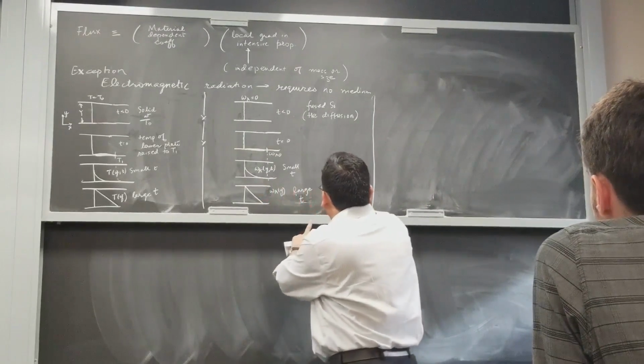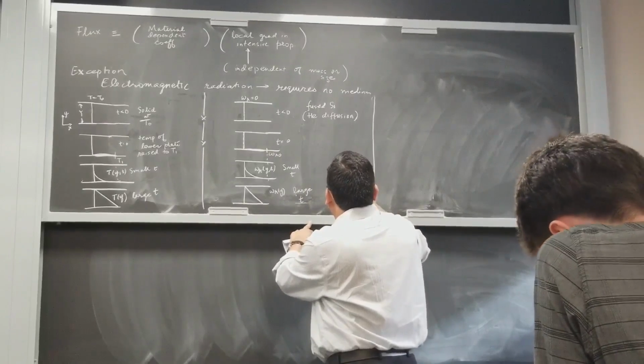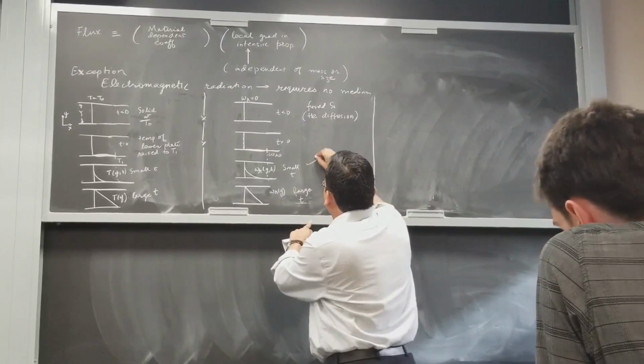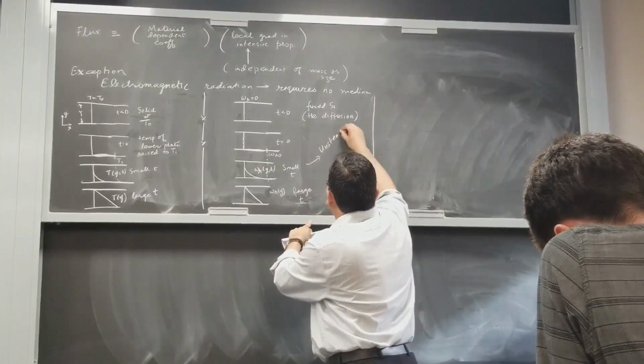Maybe many of you already recognize this. This is called a steady state. This solution is called unsteady or transient.